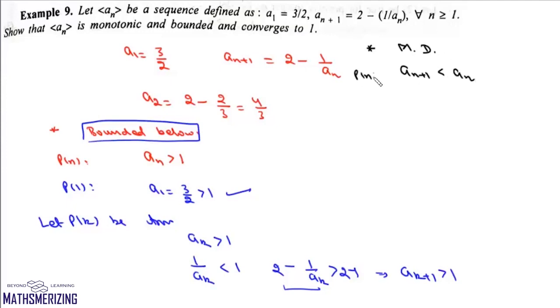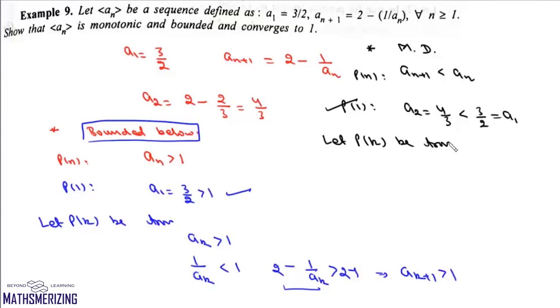Now here this is our Pₙ. Now for n equals 1 we get a₂, and a₂ is 4 by 3 which is less than 3 by 2, and that is a₁. So that means P₁ is true. Now second step, let Pₖ be true. Now if Pₖ is true, it means aₖ₊₁ will be less than aₖ.